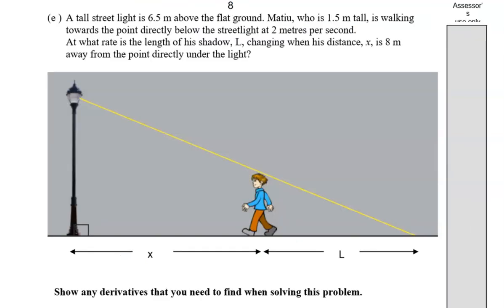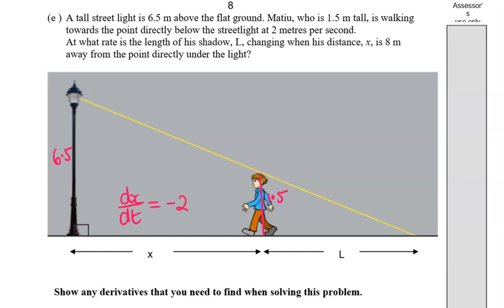Next we've got Matui walking along. He's 1.5 meters tall, so that right there is 1.5. Towards the street light that is 6.5. He's walking at 2 meters per second, so I'm just writing on the information that we're being given, which actually, that 2 meters per second, that's the dx by dt, so that's how much he's walking towards the lamppost. And that's decreasing, so that's going at minus 2 meters per second.